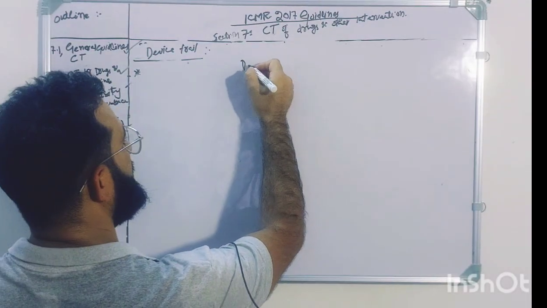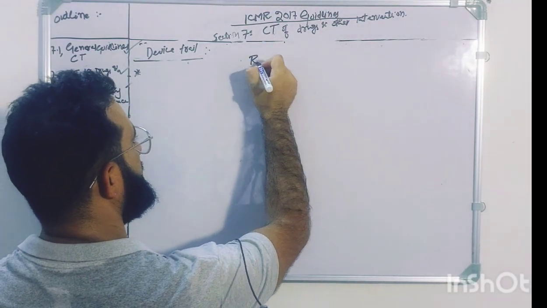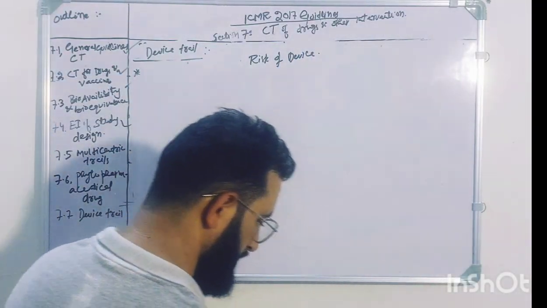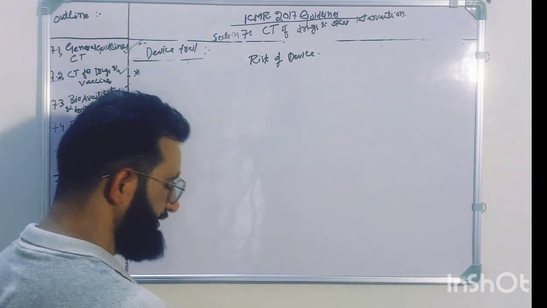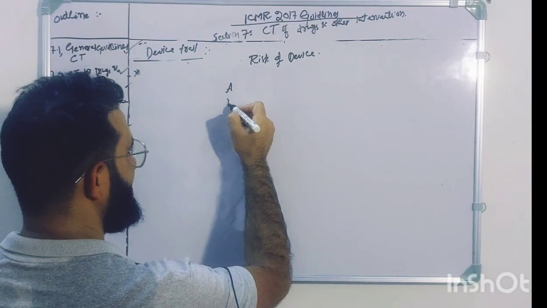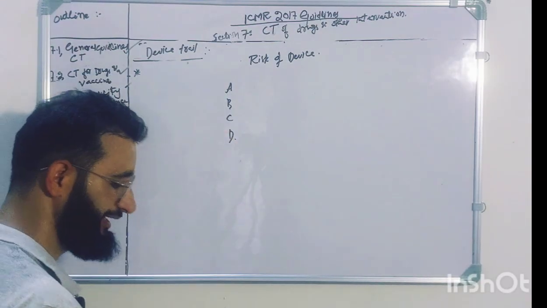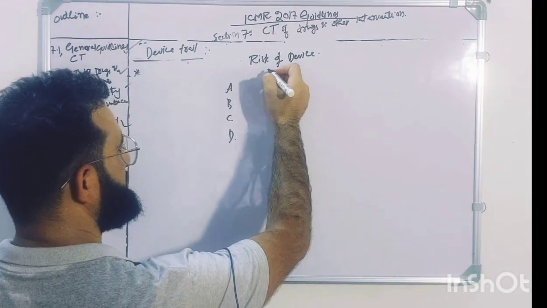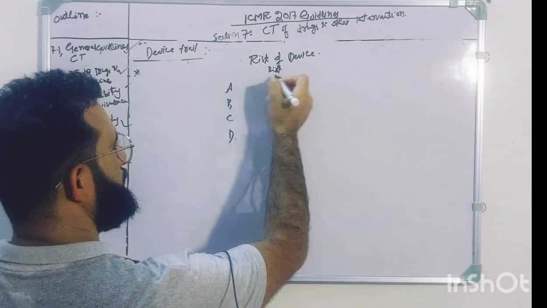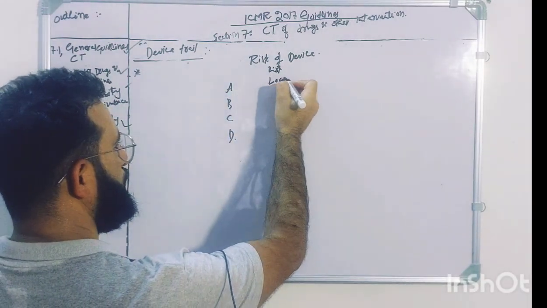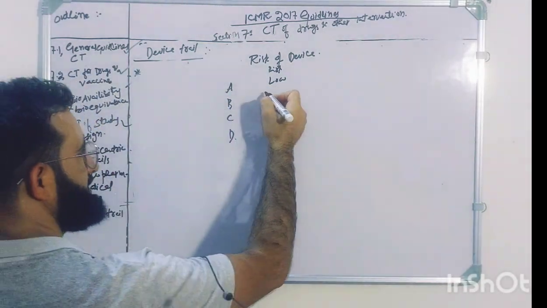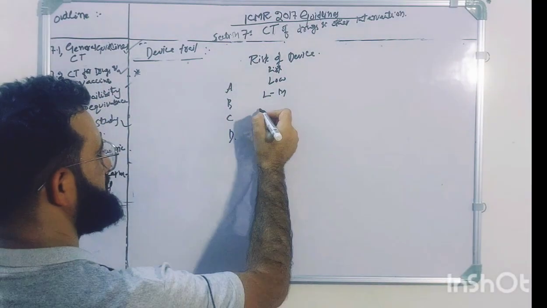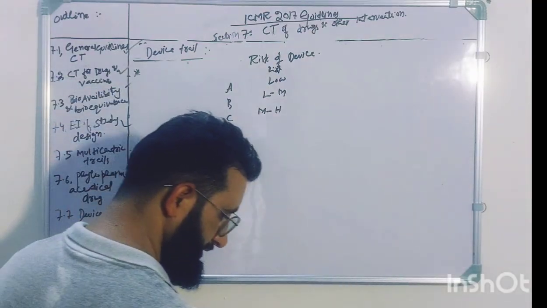Depending upon the risk of medical devices, they have classified them into class A, class B, class C, and class D. This is based on the risk. Here, if you see, the risk for class A medical devices is low. For class B, risk is low to moderate. For C, it is moderate to high, and for D, it is high.